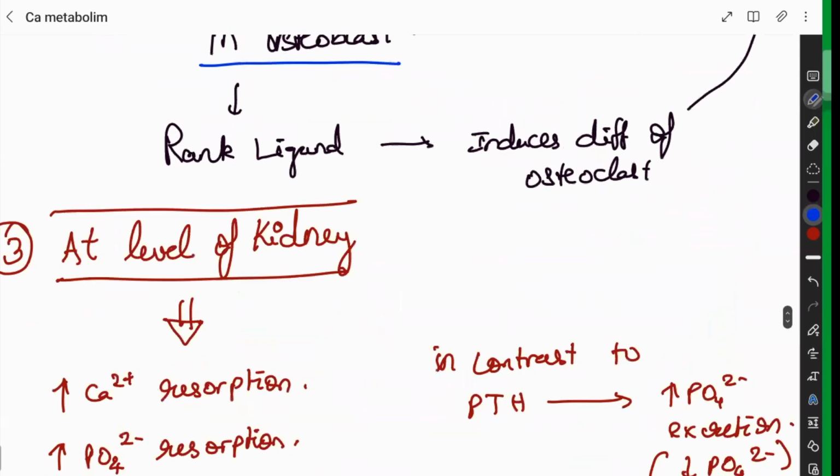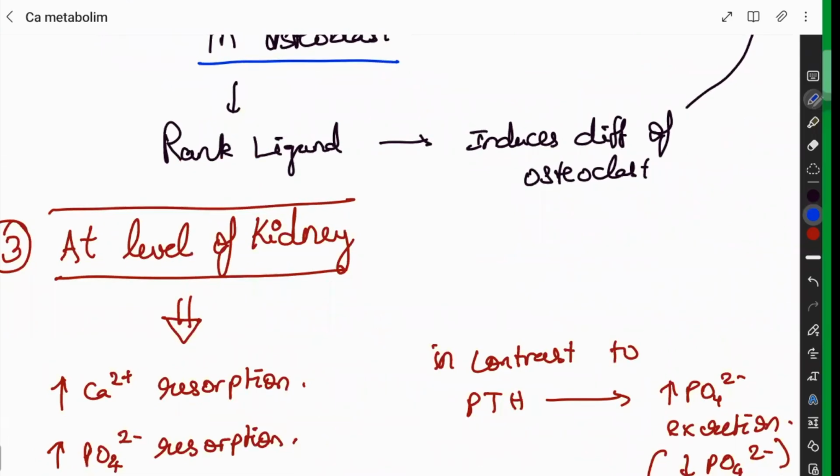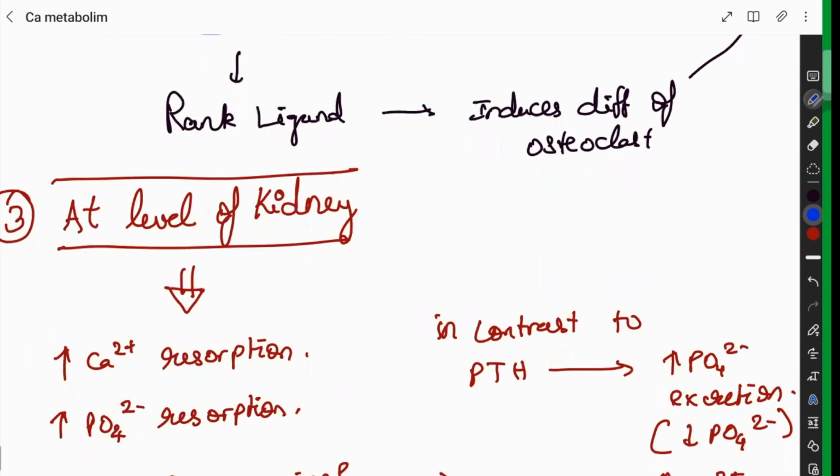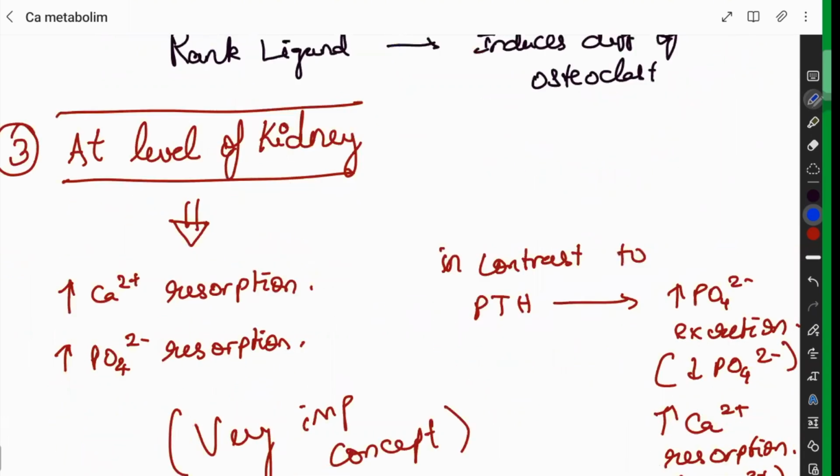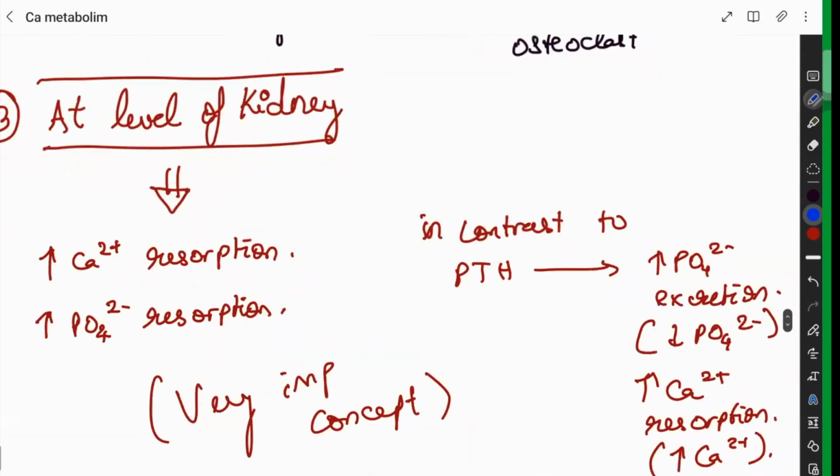What is the next organ? Kidney. In the kidney, it is going to increase calcium resorption as usual. In contrast to your parathyroid hormone, which is going to cause excretion of your phosphate, here it is going to cause resorption of your phosphate. So what is the difference? A contrasting difference between your parathyroid hormone and your vitamin D is that parathyroid hormone causes increased calcium resorption and increased phosphate excretion. Whereas at the level of kidney, your vitamin D is going to cause an increase in calcium resorption as well as phosphate resorption. Clear? So this is a very important concept.